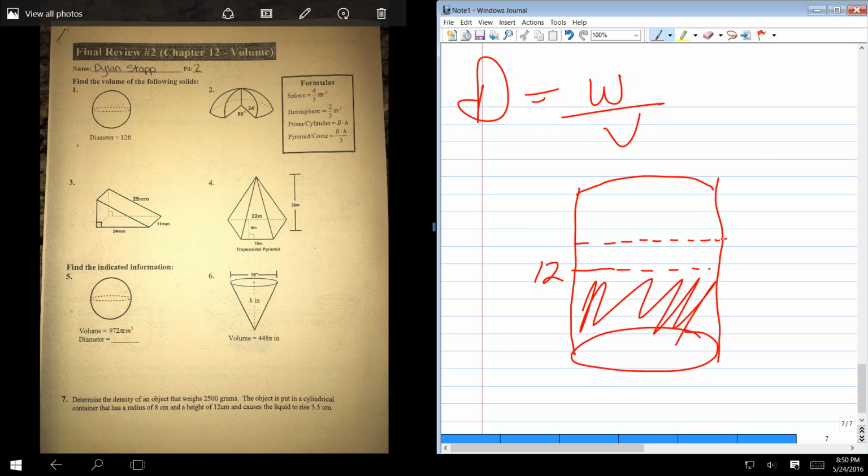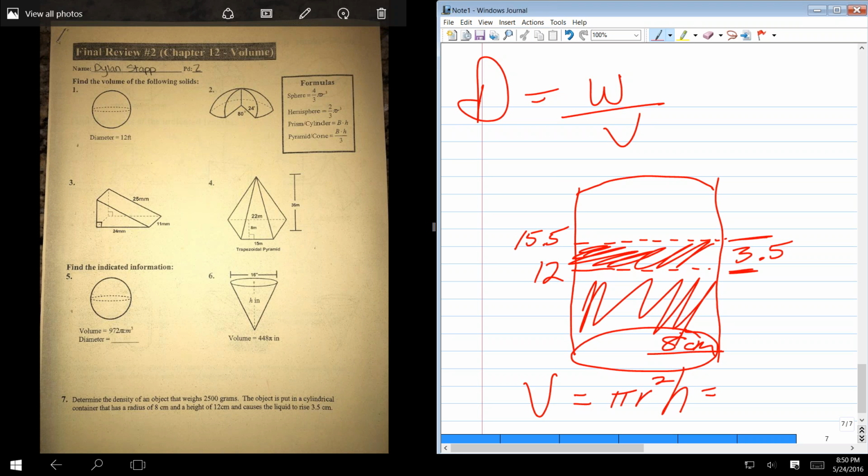When you put this object in the water, it rises up to there. Water level. I could call that 15.5. But what really matters is that height right there. That's 3.5. And what we're looking for is, what is the volume of that? The volume of that, so it'd be volume is equal to 3.5x. Well, hold on. That's its own little cylinder. We got a radius here of 8. So it'd be pi r squared times height, which translates to what for our problem? Pi times 8 squared. So that's 64 pi. What's height?